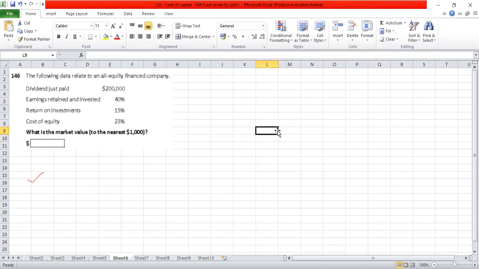A small question. Similar to what we have just done. The following data relate to an all equity financed company: dividend just paid, earnings retained and invested, return on investment, cost of equity. A similar one. What is the market value to the nearest 1000? You can work it out.